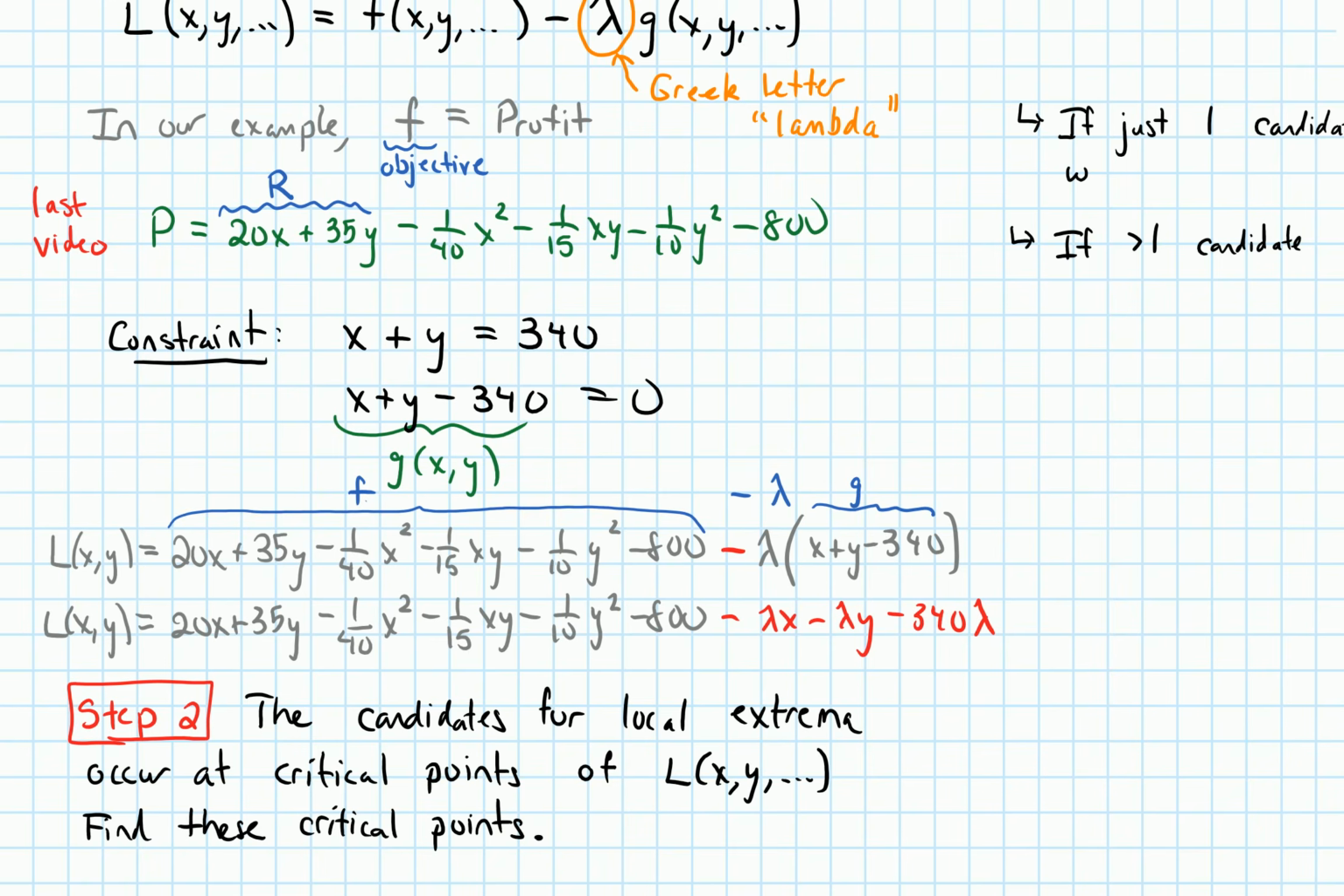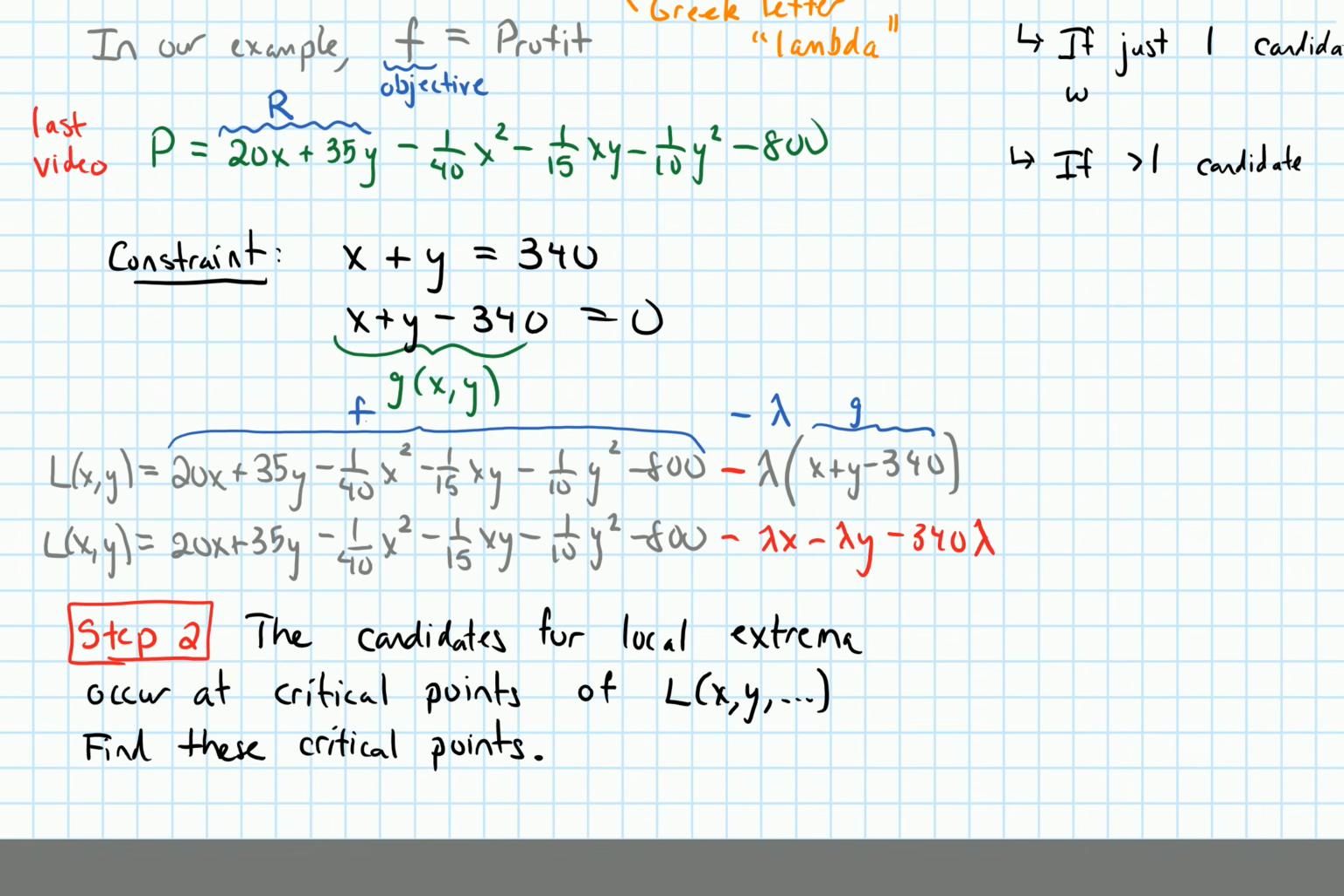So what this is saying is the only places that the local mins and the local maxes of our objective function, which was profit in this example, could happen are at the critical points of this Lagrangian function. So why is that? To answer that, we need some multivariable calculus, and that's beyond the scope of our class. So we're not going to answer why. We're just going to introduce this method and get practice and familiarize ourselves with how it works.